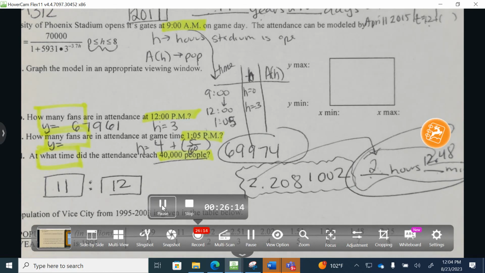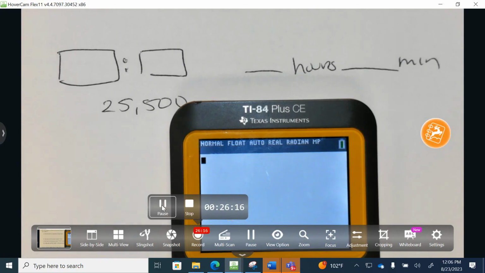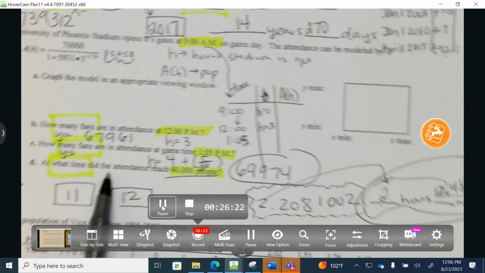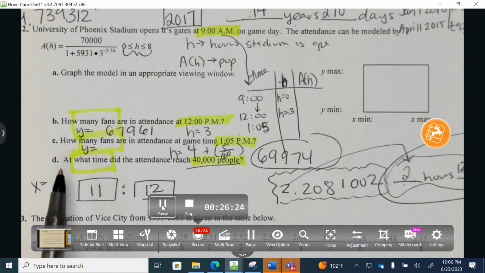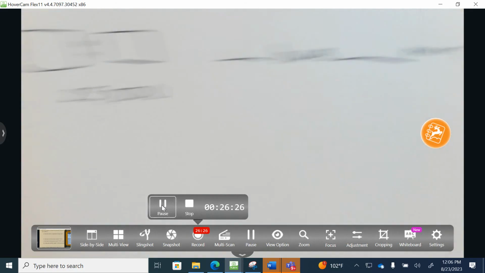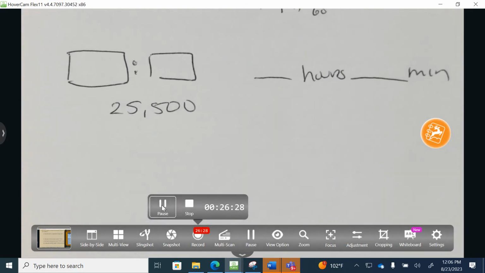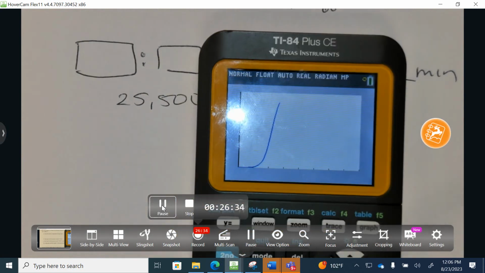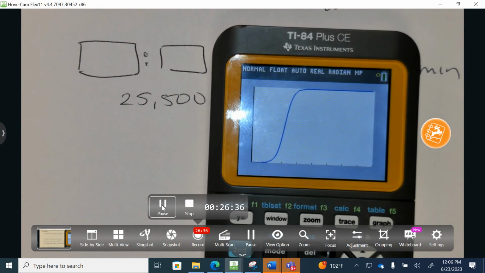Flip your paper to this problem. We are now going to practice just like we did for the last one. So instead of doing in what time did the attendance reach 40,000, now I'm asking at what time did the attendance reach 25,500. So I'm going up to y equals. I'm changing this to 25,500. I'm graphing it. And then I'm going to find that intersection point.